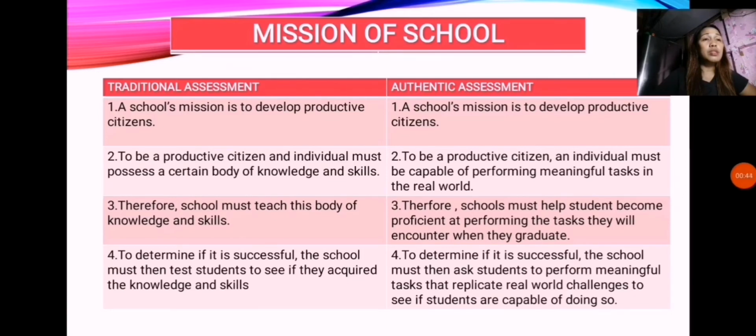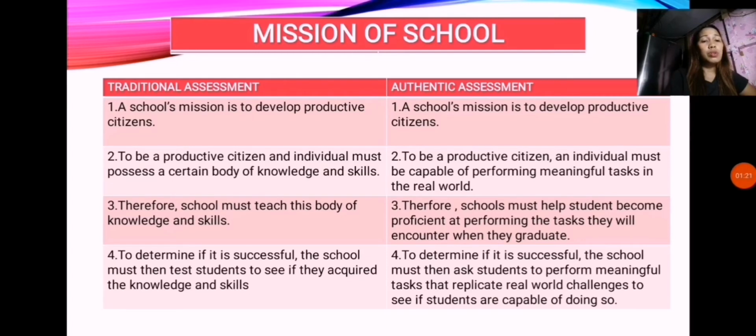So, the same sila sa traditional assessment. Then, number 2, to be a productive citizen, an individual must be capable of performing meaningful tasks in the real world. Number 3, therefore, school must help students become proficient at performing the tasks they will encounter when they graduate. Number 4, to determine if it is successful, the school must then ask students to perform meaningful tasks that replicate real-world challenges to see if students are capable of doing so. So, different ra gyud kay sila, no?